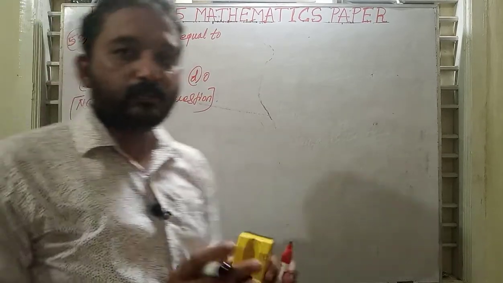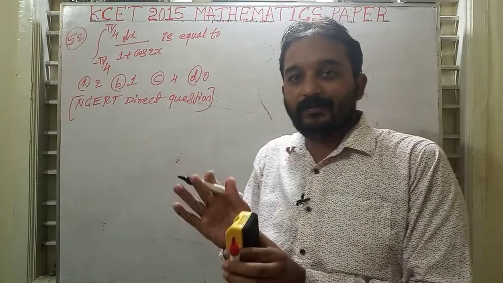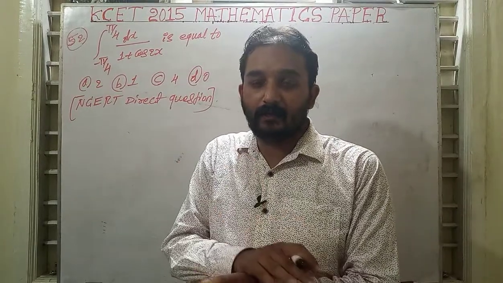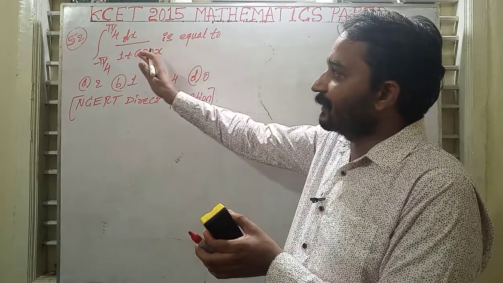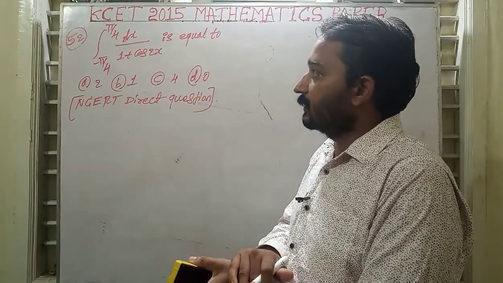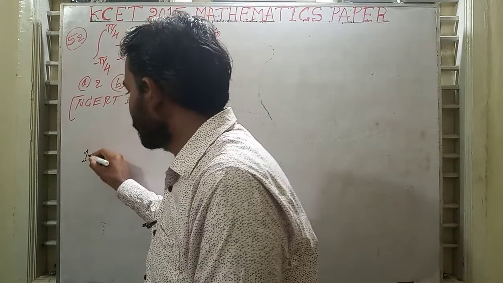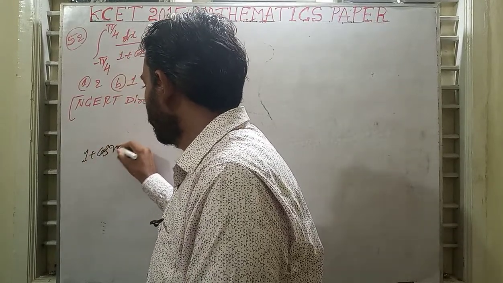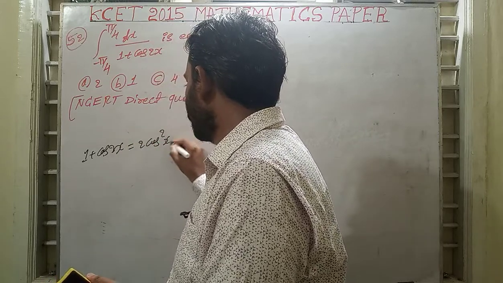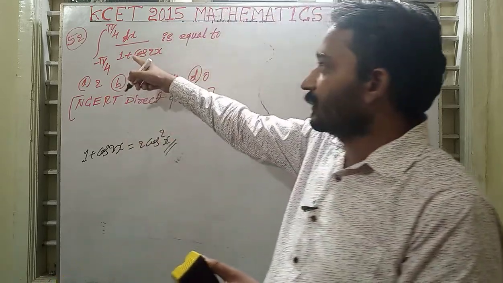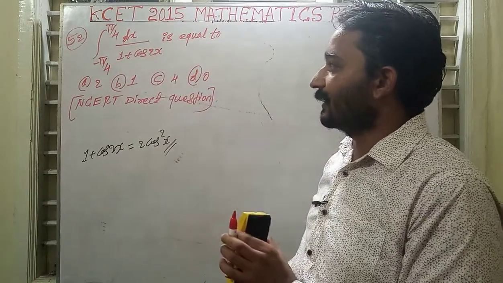So now let us move on to the next question, question number 52. This question is based on the chapter integral, particularly definite integral. So we have to find this integral by using trigonometry identities. One trigonometry identity is there: 1 plus cos 2x can be written as what? 2 cos square x. Using this formula we find the integration of this integrand and then apply the limits, we get the required answer.